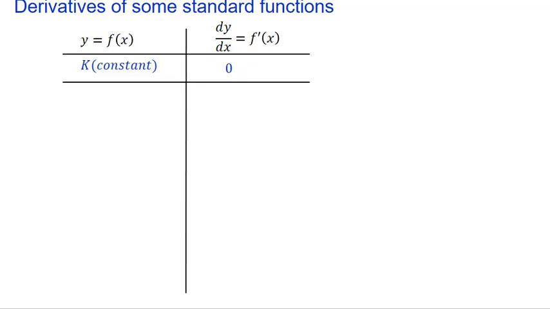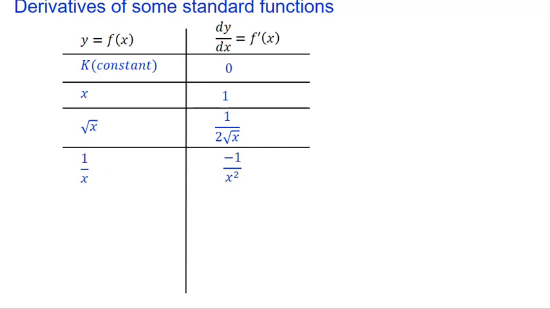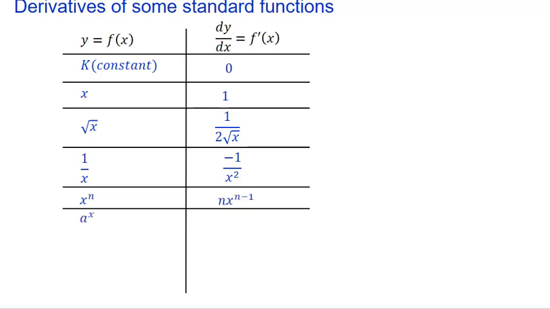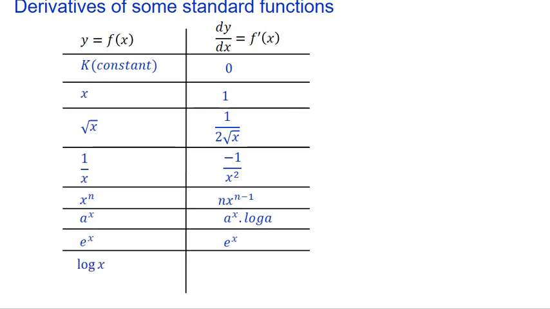When the function is x, the derivative is 1. When the function is root x, the derivative is 1 upon 2 root x. When the function is 1 upon x, its derivative is minus 1 upon x square. When the function is x power n, its derivative is n into x power n minus 1. When the function is a power x, the derivative is a power x into log a. When the function is e power x, its derivative is e power x. And finally, when the function is log x, its derivative is 1 upon x.